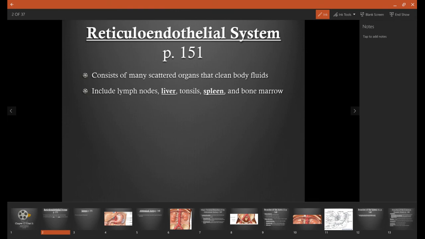Now we have this big long word here called the reticuloendothelial system. It's a specific system in our body that has organs in different parts of the body, but they have a similar function. All they're doing is cleaning body fluids. So this includes things like lymph nodes, the liver, the spleen, and parts of the bone marrow.